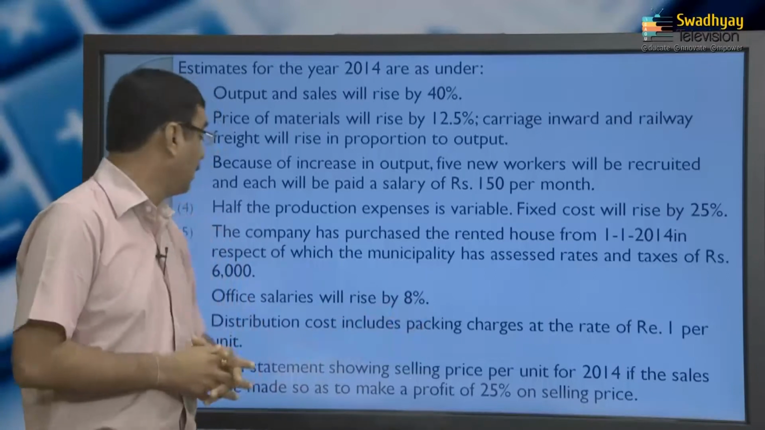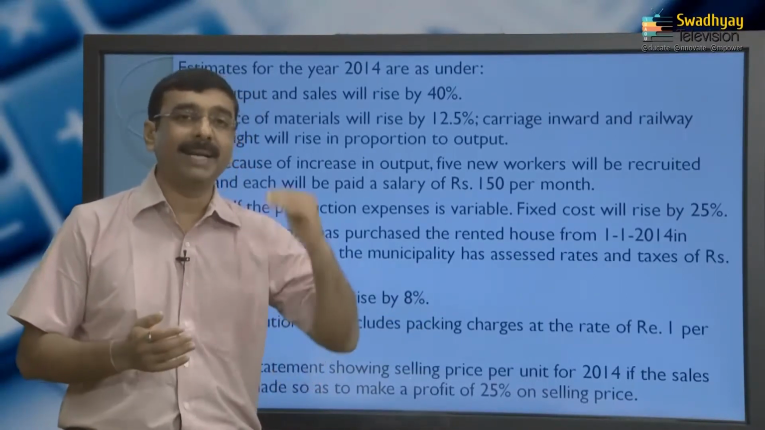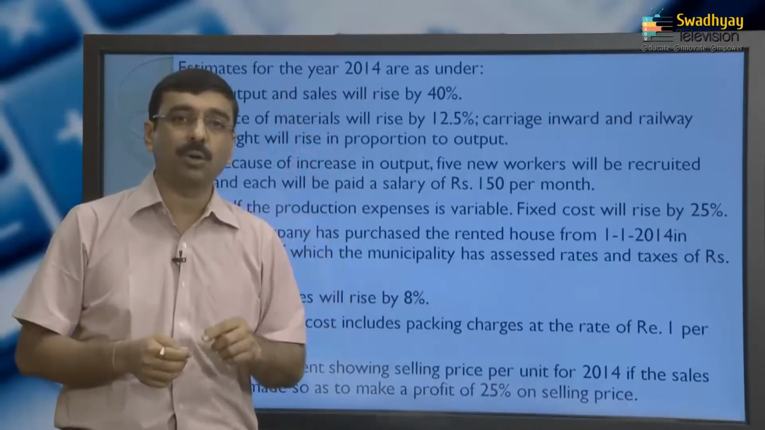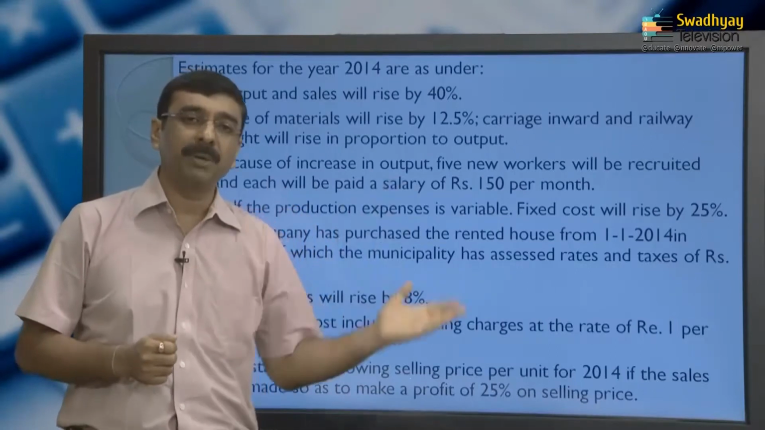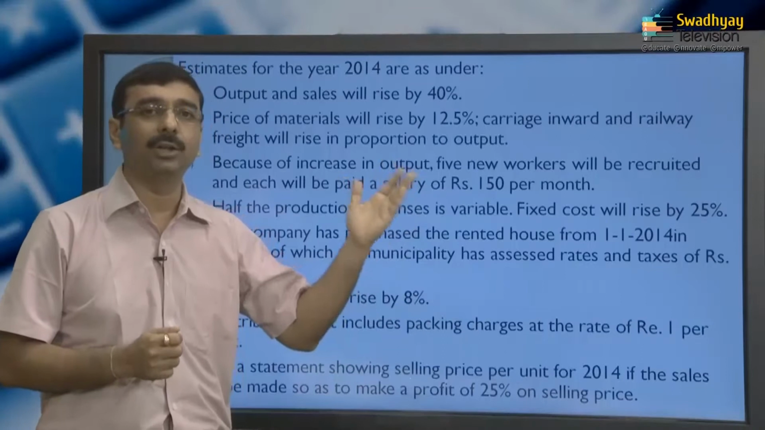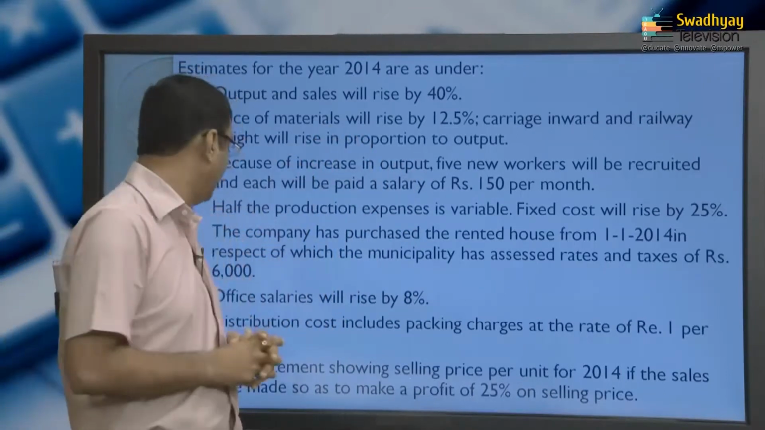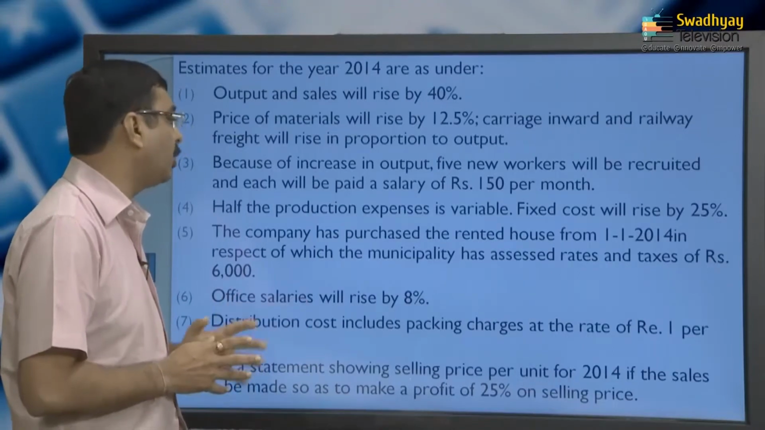Next adjustment is office salaries will rise by 8%. It is very simply calculated. We will directly calculate it when we prepare the estimated cost sheet. Directly, an 8% increase on the office salaries which were actually calculated in the year 2013 cost sheet. The next adjustment is distribution cost includes packing charges at the rate of rupee 1 per unit.